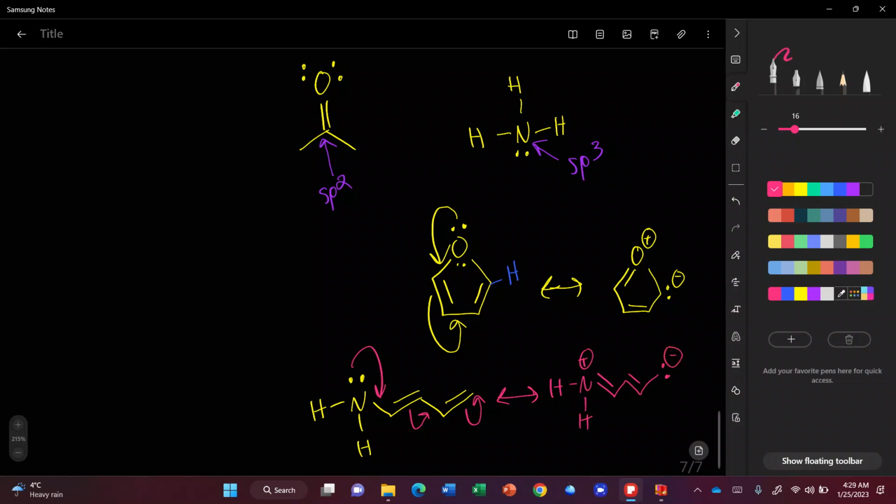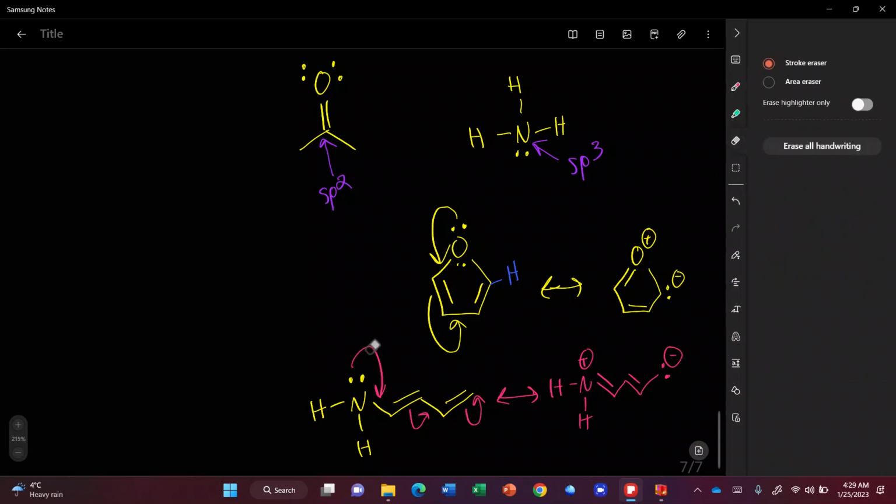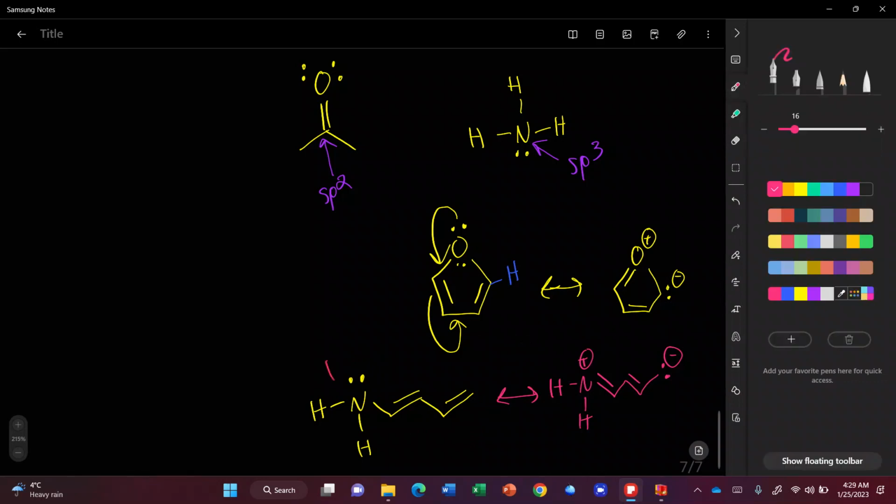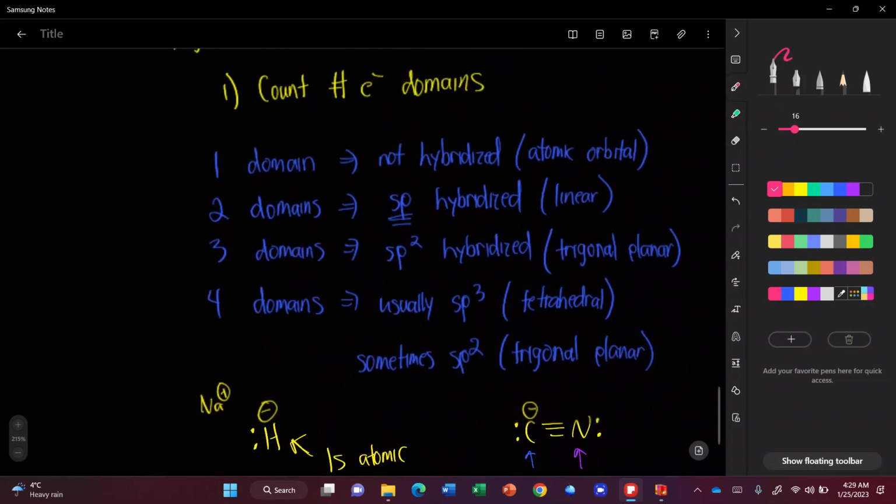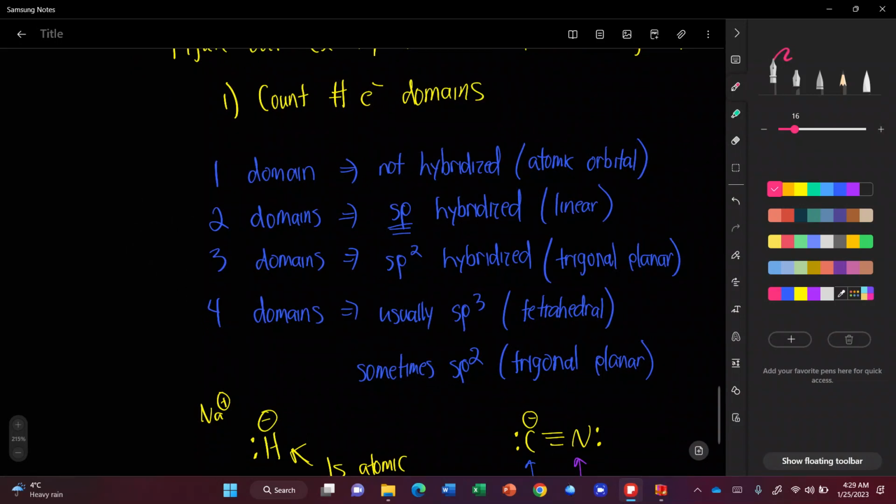Okay. And so because of that, this nitrogen, because it can resonate, is actually going to be sp2. And because it's sp2, it's actually going to be trigonal planar, not tetrahedral. Right? So again, I want to emphasize hybridization is really, really easy.